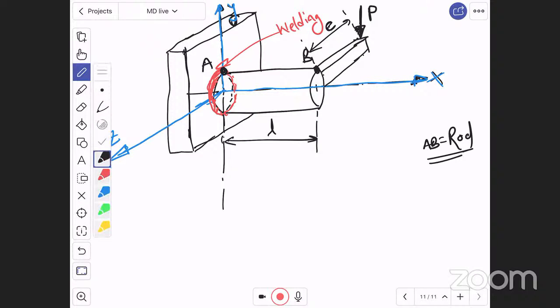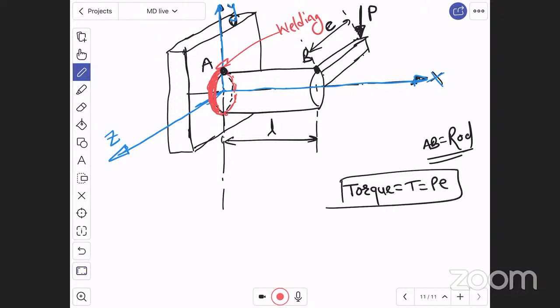And as the rod is rotating, definitely this welding will also try to rotate. Correct or wrong? You have to imagine, this is a strength of material concept. Here there is a moment, which is nothing but torque, T is equal to P into E. This torque is trying to rotate this rod AB. Correct or wrong? Right, 100% correct.